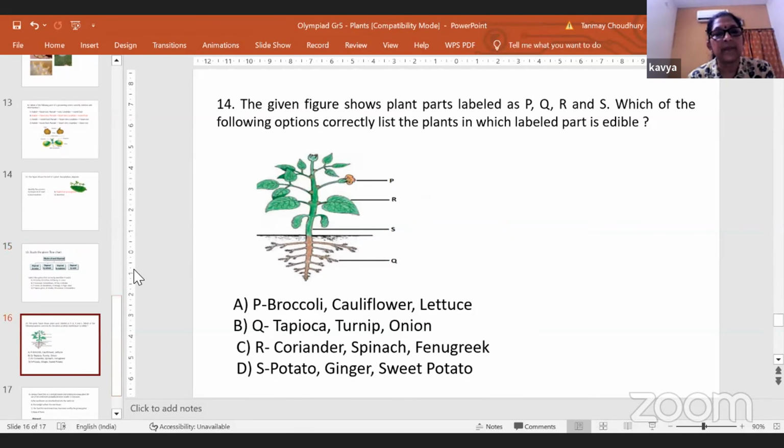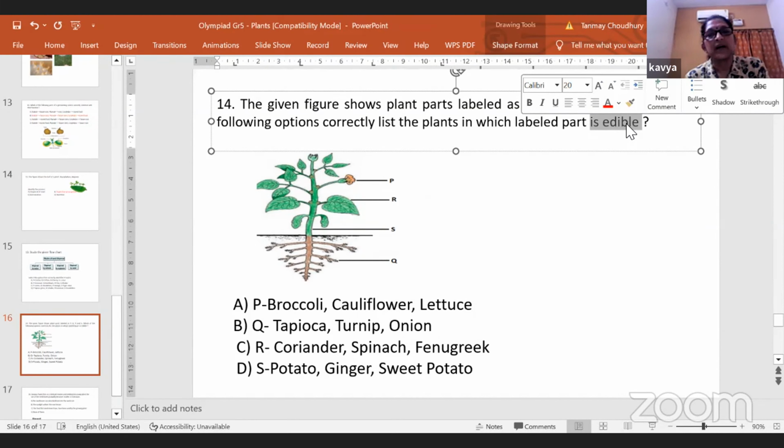Okay, here. The given figure shows plant parts labeled as P, Q, R, and S. Which of the following options correctly lists the plants in which the labeled part is edible? What is the meaning of edible? Edible is something that can be eaten. Okay, so that is the meaning of edible.